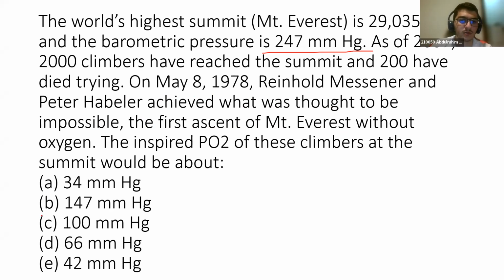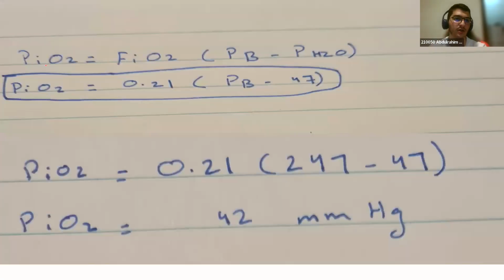Okay, so E. Any other answers? Anyone like to try? So it's the same concept. They will give you one number, and they expect you to know the fraction of oxygen and the pressure of H2O. So yes, the answer is C. So here, the same concept: the pressure of oxygen equals the fraction of oxygen in air multiplied by the barometric pressure minus the pressure of H2O. So it's the same concept.